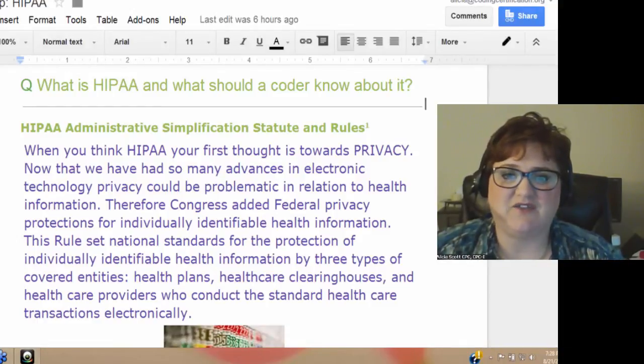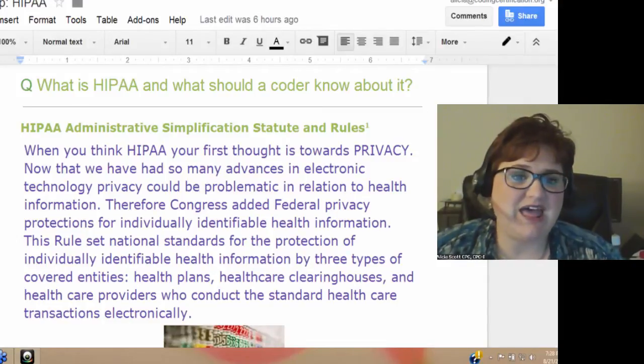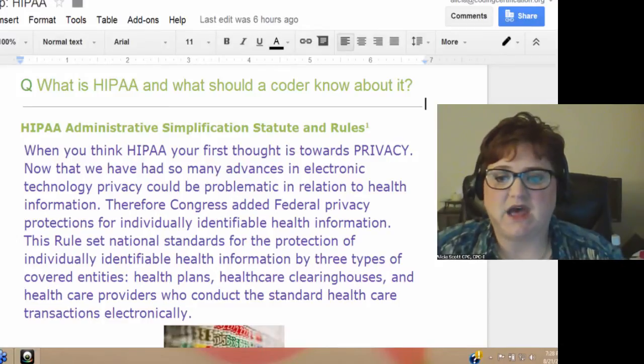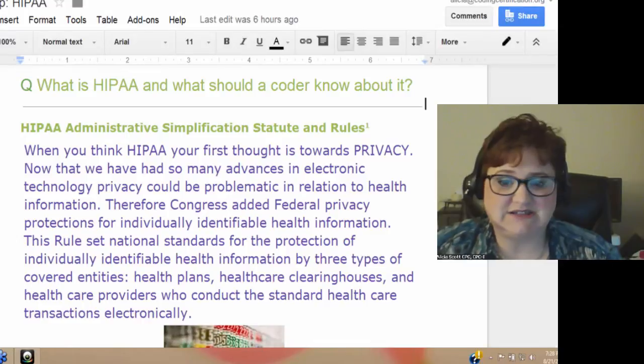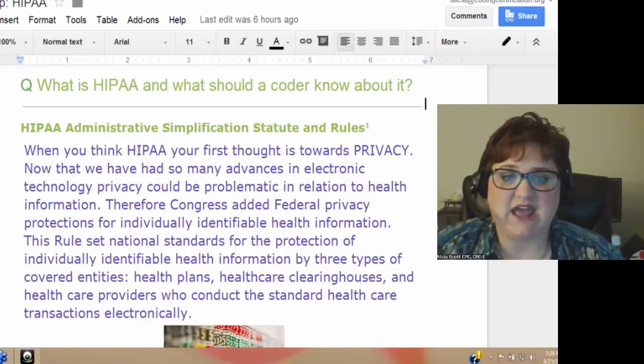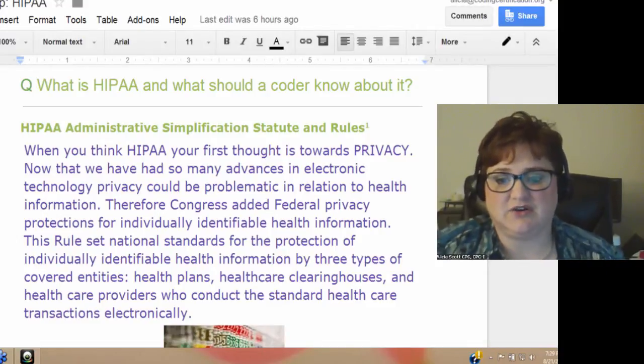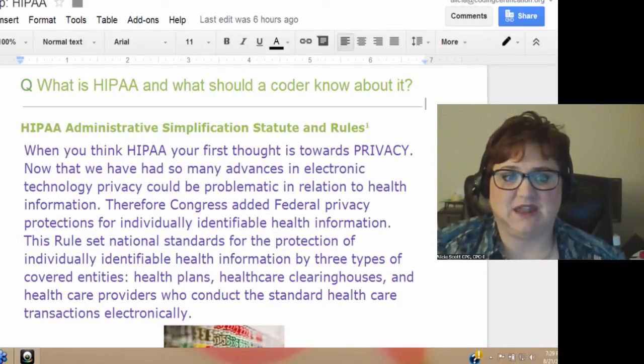Congress added a federal privacy protection for individually identifiable health information, which has its own little acronym. The rules set national standards for protection of individuals' identifiable health information by three types: covered entities, health plans, and health care clearinghouses, and healthcare providers who conduct the standard healthcare transactions electronically.